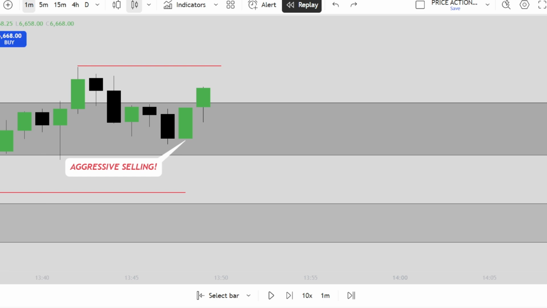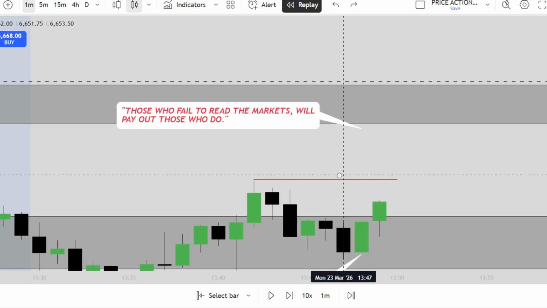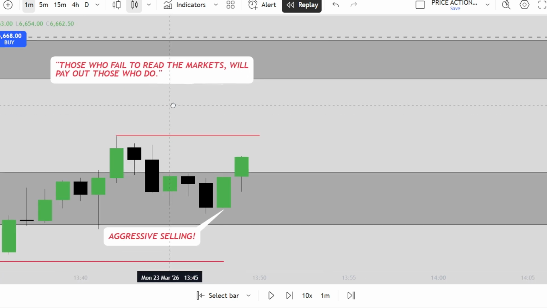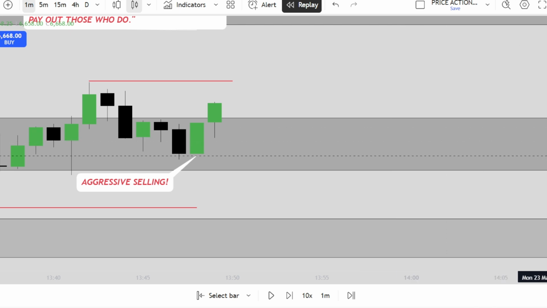But it's only going to work if you listen to what I set up here, right? So what I set up here is something you need to remember. Those who fail to read the markets will pay out those who do over a long enough time horizon. So you can obviously come into the markets and you can predict candles, you can guess and gamble, and you can win. And that is the most dangerous thing with the markets, right? The most dangerous thing with the market is that it rewards idiotic behavior, because at the end of the day, there's only one of two buttons you can press.